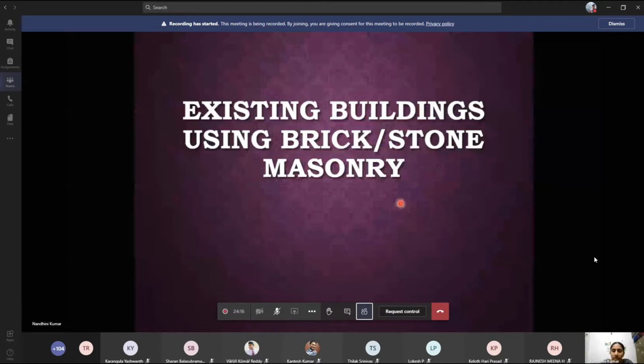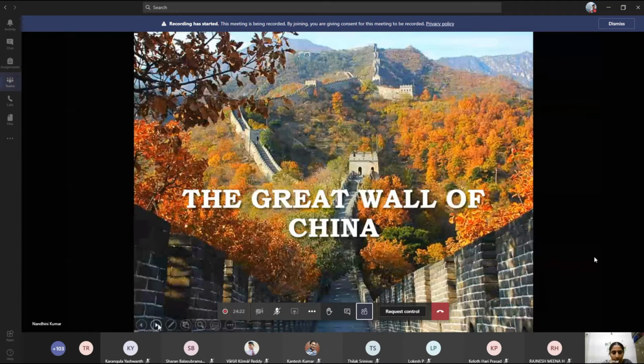This is the Great Wall of China. You are all familiar with this. You have seen this as one of the wonders of the world. Why is it a wonder of the world? You can imagine a brick wall or rock wall being constructed so long.